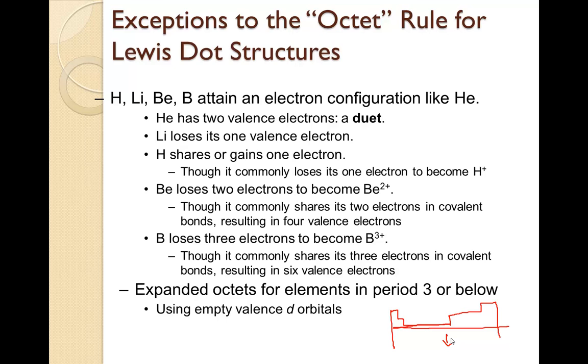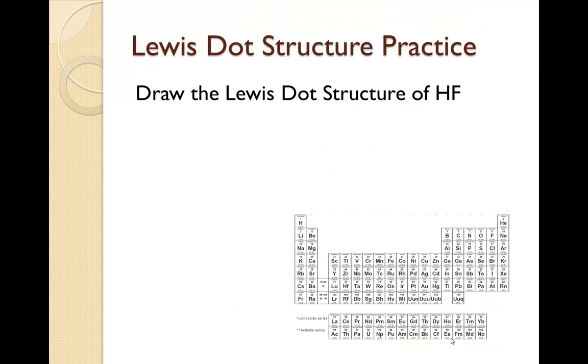Alright, so let's practice. First thing we want to do is figure out how many valence electrons we have. We have hydrogen and we have fluorine. Let's count across. 1, 2, 3, 4, 5, 6, 7. Hydrogen has 1. Fluorine has 7. So we add those together to have 8 electrons total. There is no central atom here because there's only 2 atoms.